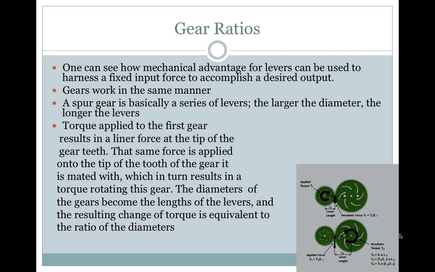Gear ratios. One can see how mechanical advantage for levers can be used to harness a fixed input force to accomplish a desired output. Gears work in the same manner. A spur gear is basically a series of levers. The larger the diameter, the longer the levers. Torque applied to the first gear results in a linear force at the tip of the gear teeth. That same force is applied onto the tip of the tooth of the gear it is mated with, which in turn results in a torque rotating this gear. The diameters of the gears become the lengths of the levers, and the resulting change of torque is equivalent to the ratio of the diameters.